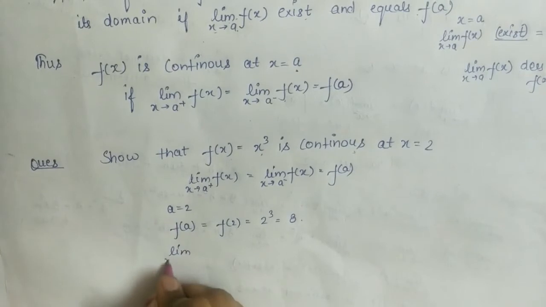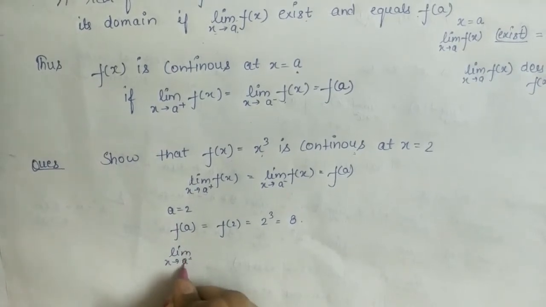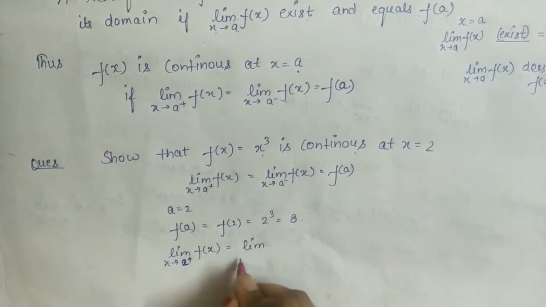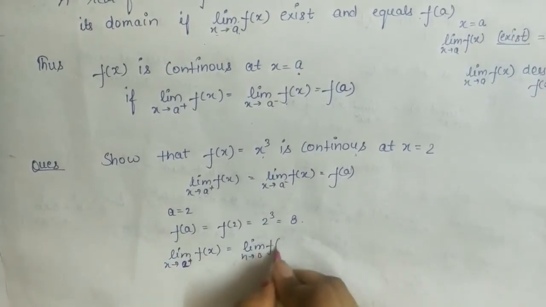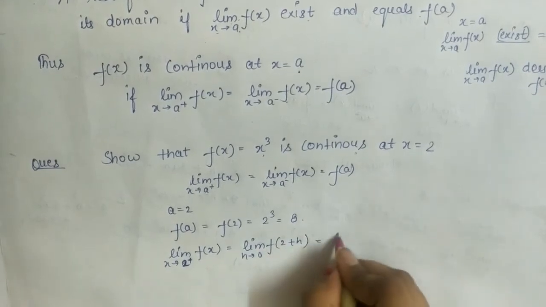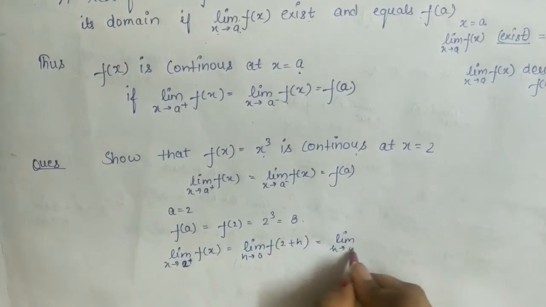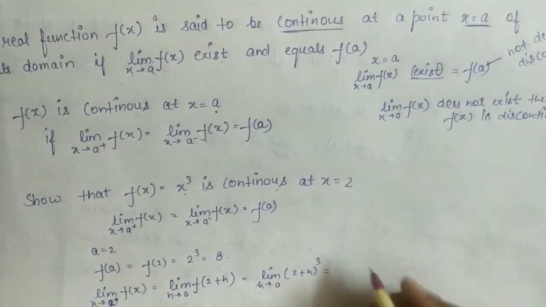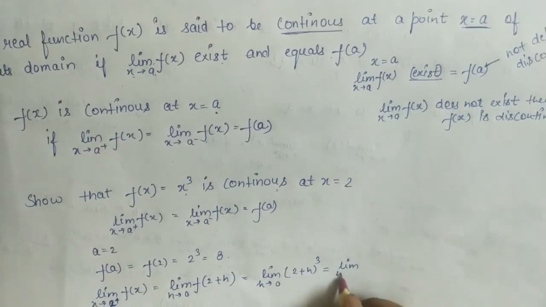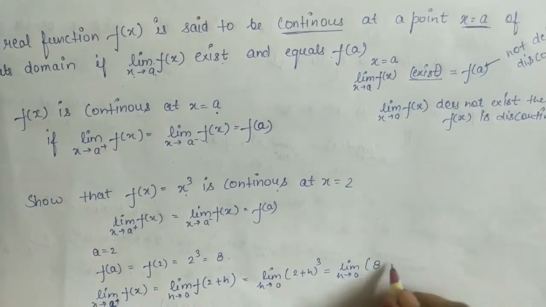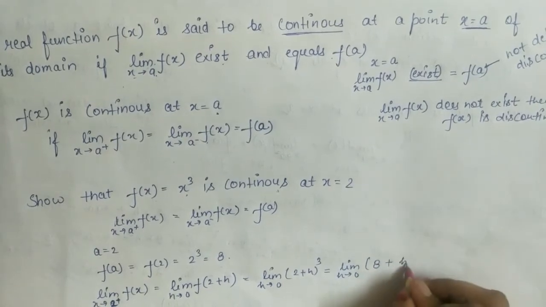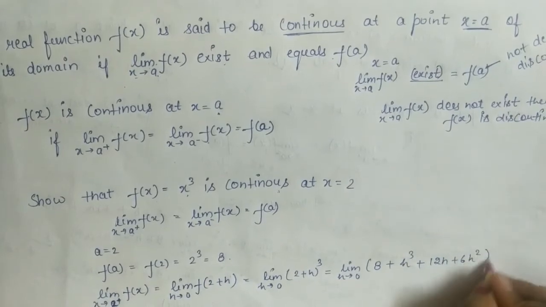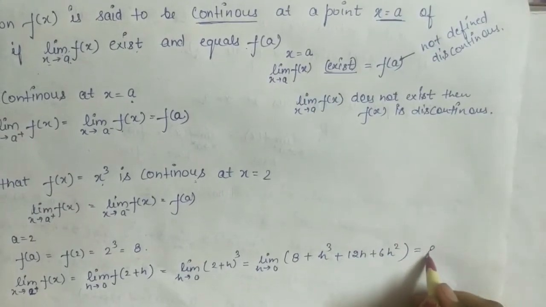Right hand limit: x tends to 2, f(x) equals limit h tends to 0, f(2 plus h). So limit h tends to 0, (2 plus h) cube equals limit h tends to 0, 8 plus h cube plus 12h plus 6h square, which is equal to 8.